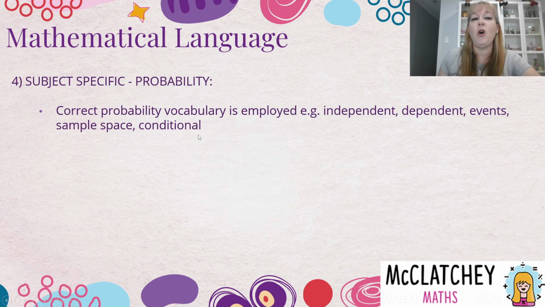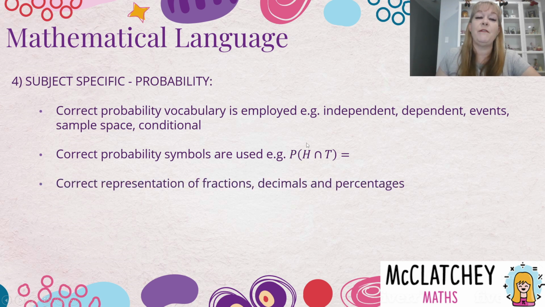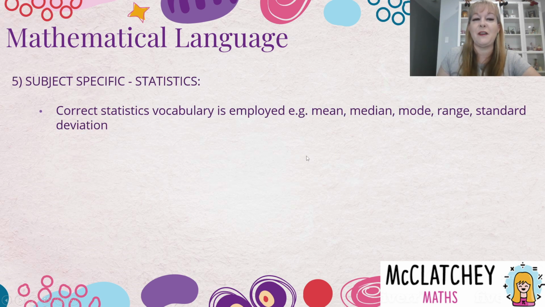If you're doing an assignment on probability, you're using correct probability vocabulary, and there's a lot of it, things like independent, dependent, event, sample space, conditional, all of those things. You're using the right words in the right context, using proper probability symbols and terminology. So probability of heads intersecting with tails. So you've got these symbols here that you're using, and you're also setting up probability using brackets. You're using fractions, decimals, and percentages correctly communicated with the right symbols there as well.